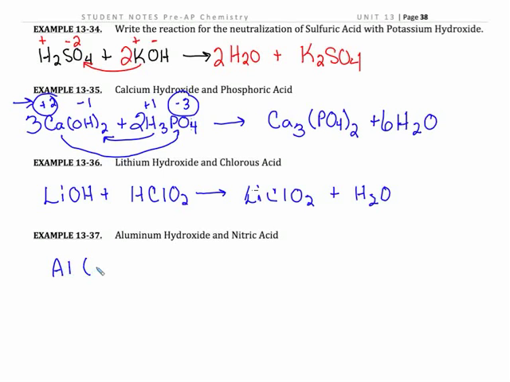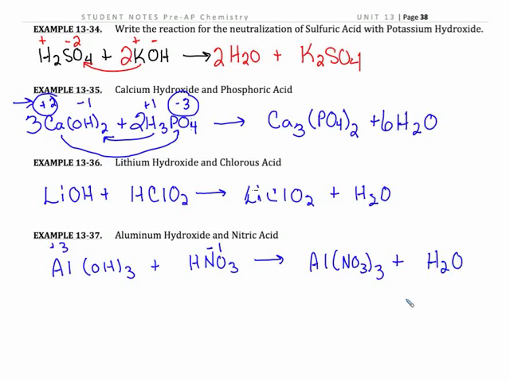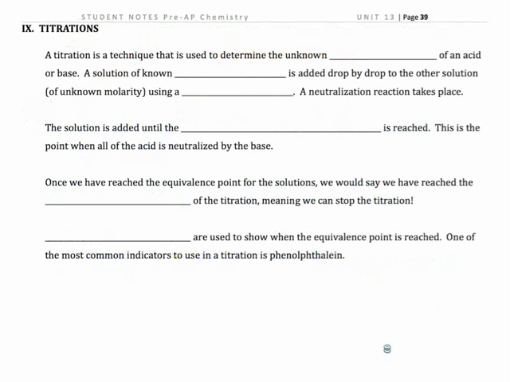All right, aluminum hydroxide plus nitric acid. The positive aluminum is going to dance with the negative nitrate, but you've got to do it according to their individual charges. So I'll get aluminum nitrate plus water, and I would need a 3 here and a 3 here. Okay, and let's pretend we're AP, and let's go ahead and erase those charges we put up on top to help us out. Okay, those are our neutralization reactions.